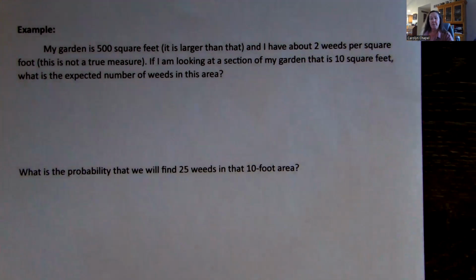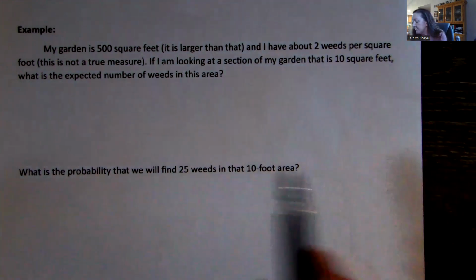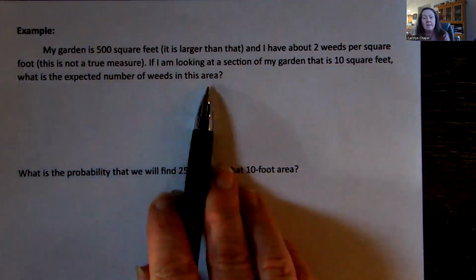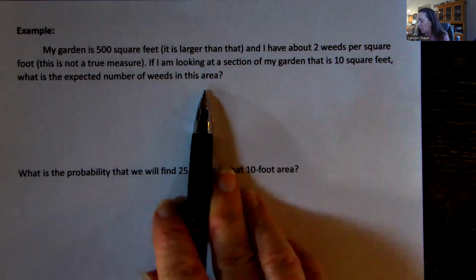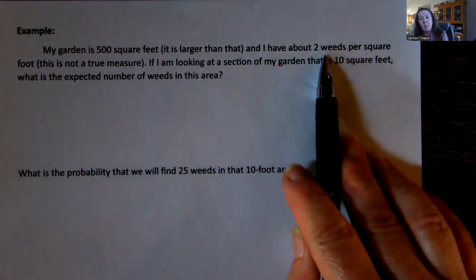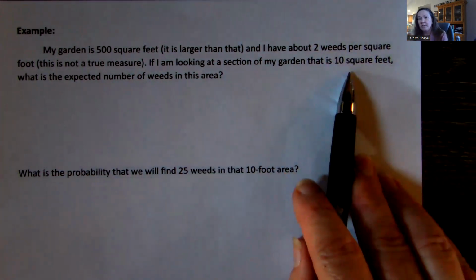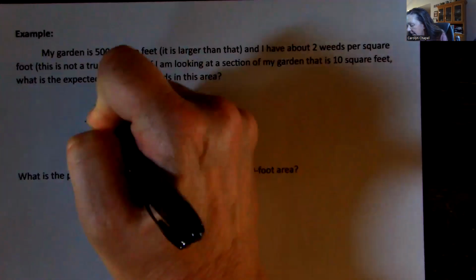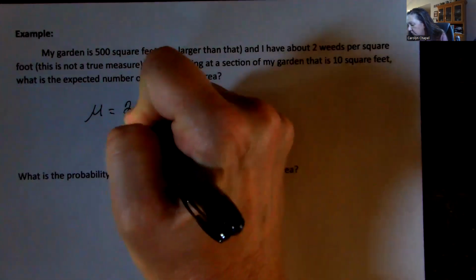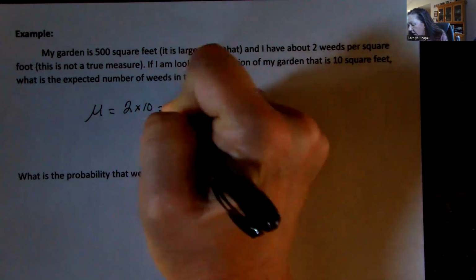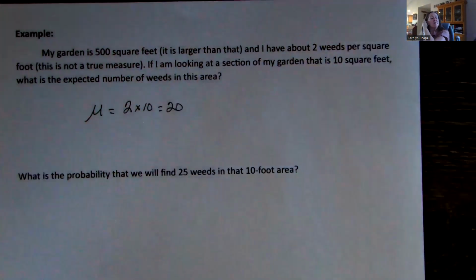Okay, and let's say in this problem that I'm going to be looking at just a section of the garden that is 10 square feet. And I'm asking, what is the expected number of weeds in this area? So if we have 2 weeds per square foot and we're going for 10 square feet, our mean is 2 times 10, or 20. So we should see about 20 weeds in that 10 square foot area.